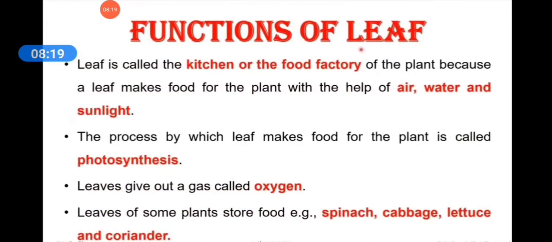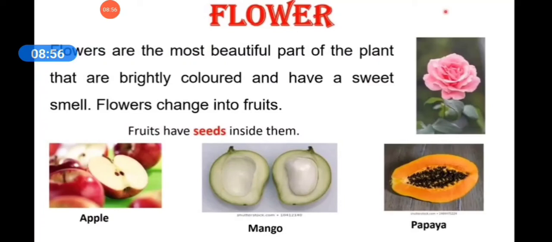Functions of leaf. Leaf is called the kitchen or the food factory of the plant because a leaf makes food for the plant with the help of air, water and sunlight. The process by which a leaf makes food for the plant is called photosynthesis. Leaves give out oxygen which is needed for our breath. Leaves of some plants store food. Examples: spinach, cabbage, lettuce and coriander. We eat this type of leaves.